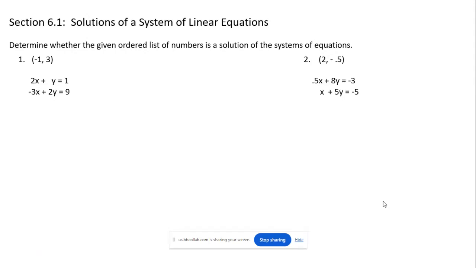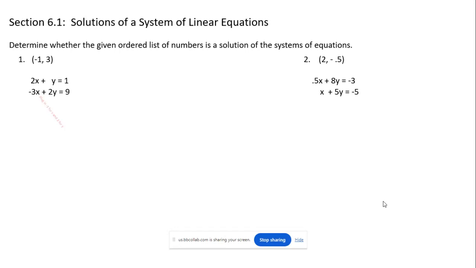In our first example, number one, they're giving us two lines and they want us to determine if the ordered pair is a solution for the system. For it to be a solution of the system, this point, negative 1, 3, has to give me a true statement for both of these equations. And that will be the solution for the system.